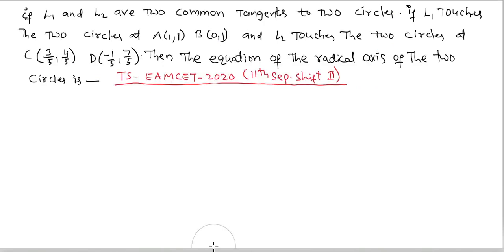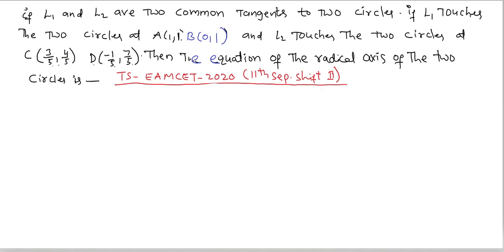If L1 and L2 are two common tangents to two circles, and L1 touches the two circles at A(1, 1) and B(0, 1), and L2 touches the two circles at C(3/5, 4/5) and D(-1/5, 7/5), then the equation of the radical axis of the two circles is dash. This is TS EAMCET 2020, 11th September, shift 2 question.